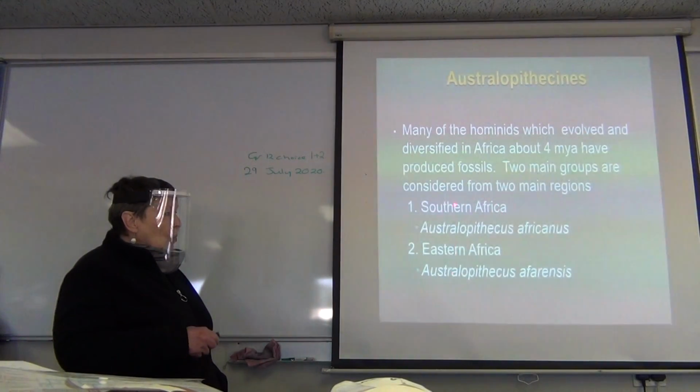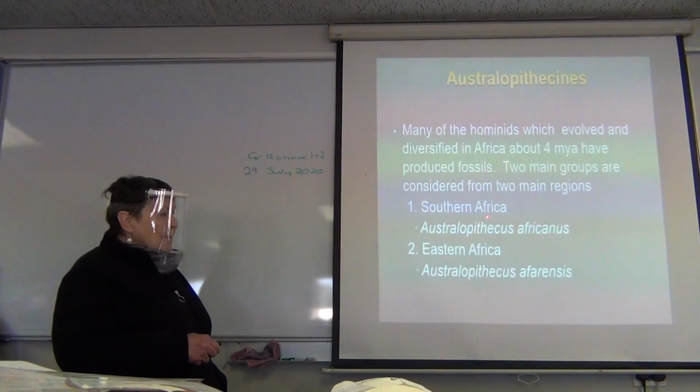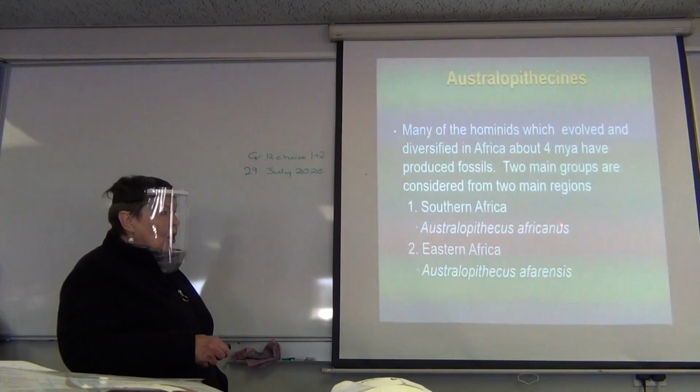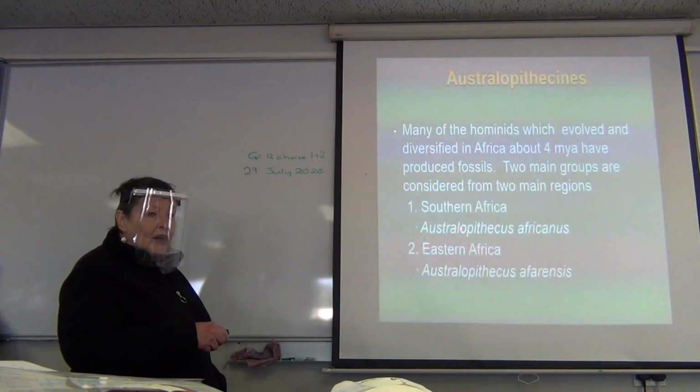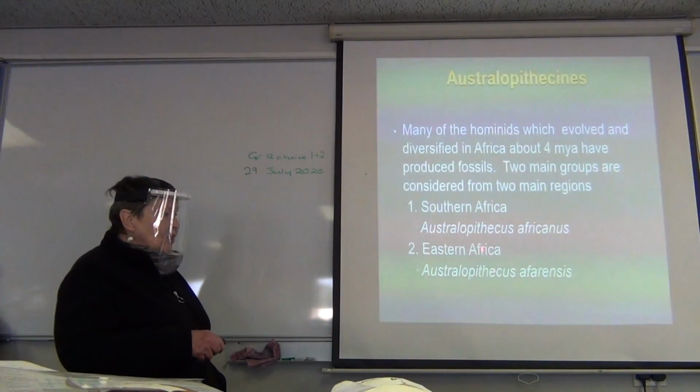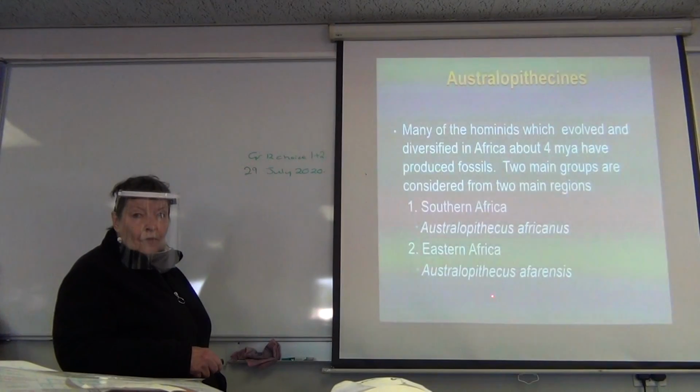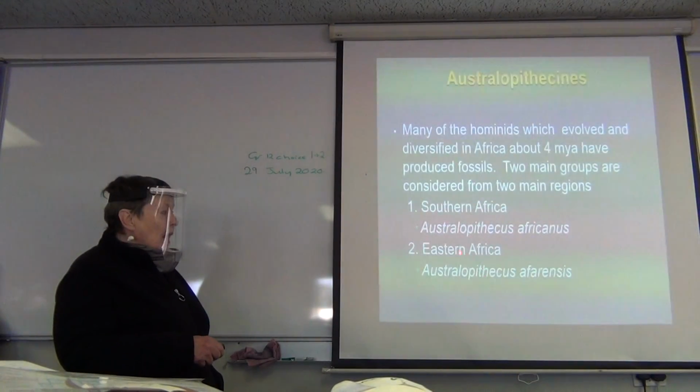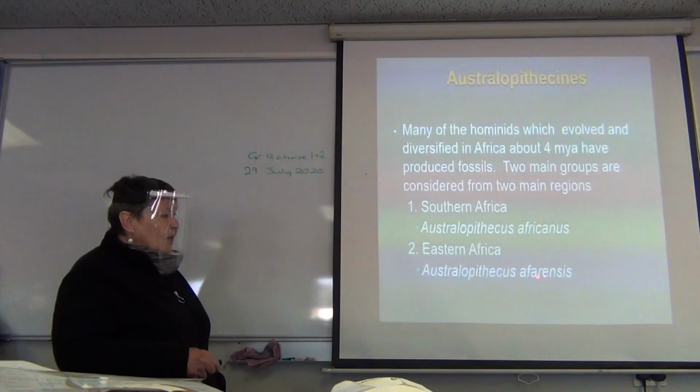I should have put these the other way around. The one group is in southern Africa, and this is Australopithecus africanus. Okay, from South Africa. You've got to get it right, which one evolved first and which one came from which region. And then the second one is from East Africa, and it's Australopithecus afarensis.